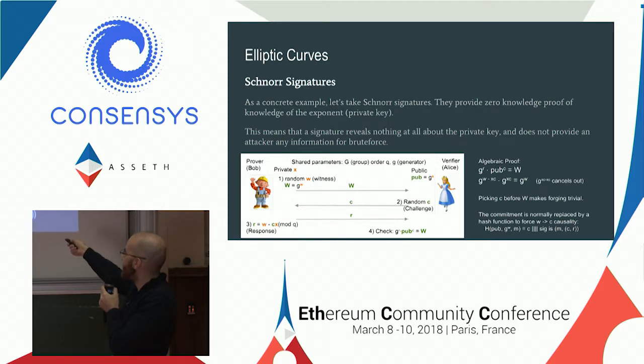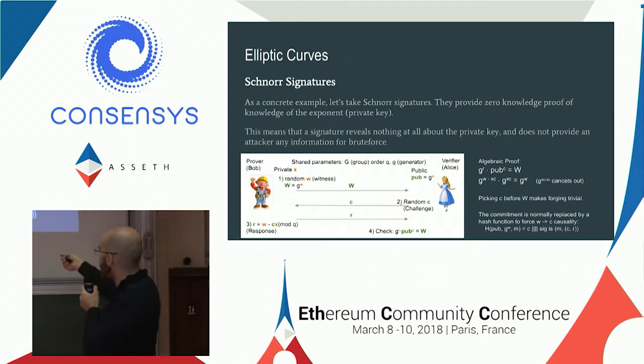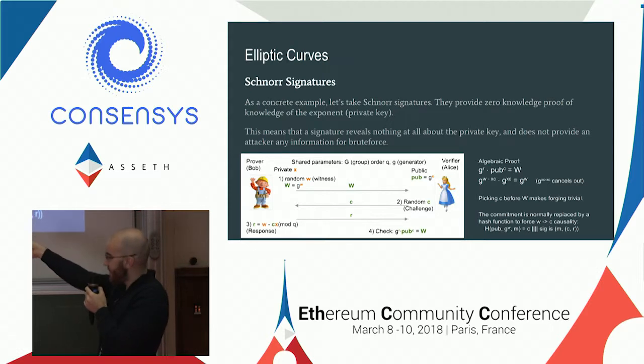If you substitute the terms, you get g to the W minus xc times g to the xc equals g to the W, right? Because of the law of exponents, the xc here and the xc here cancel out, and you're basically just left with g to the W, right? And so that's why the signature works.